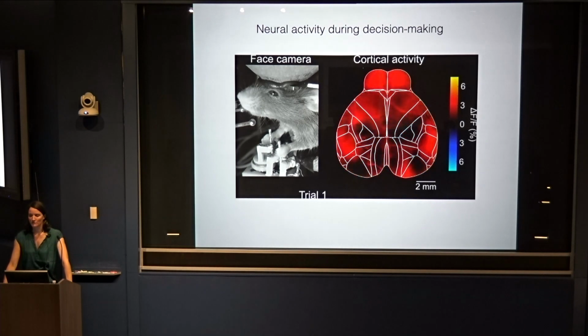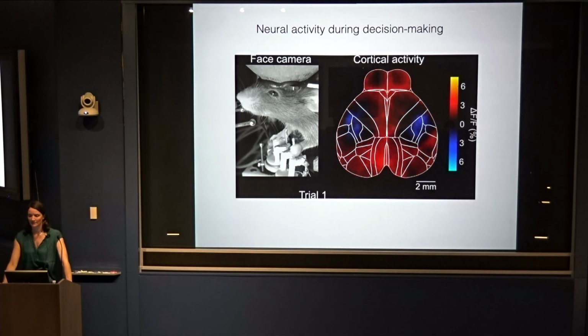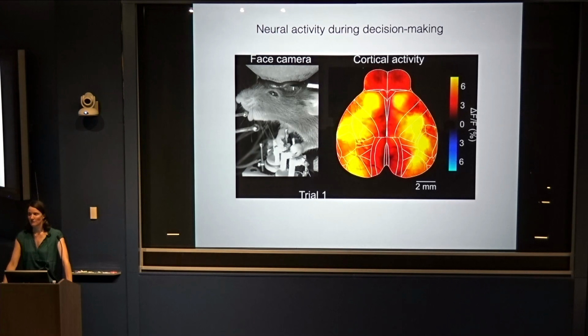I'll keep playing the movie, and you can see that the activity kind of ebbs and flows, but is overall pretty widespread, especially around the time that the animal makes its decision. So this was the first thing that surprised us. Why was this activity so widespread, even though the animals were making pretty simple decisions?